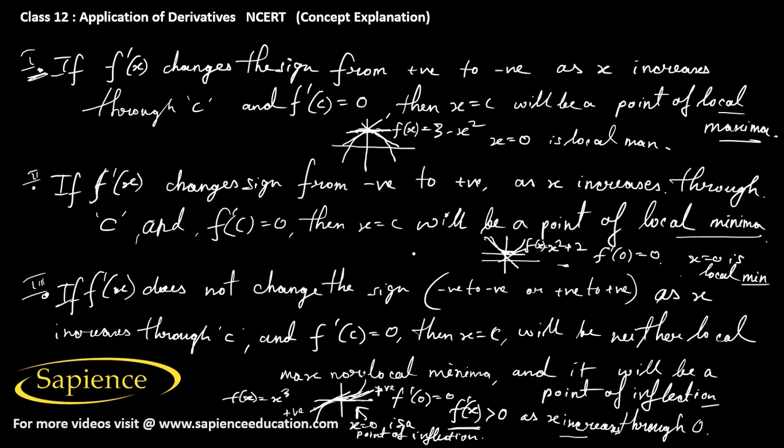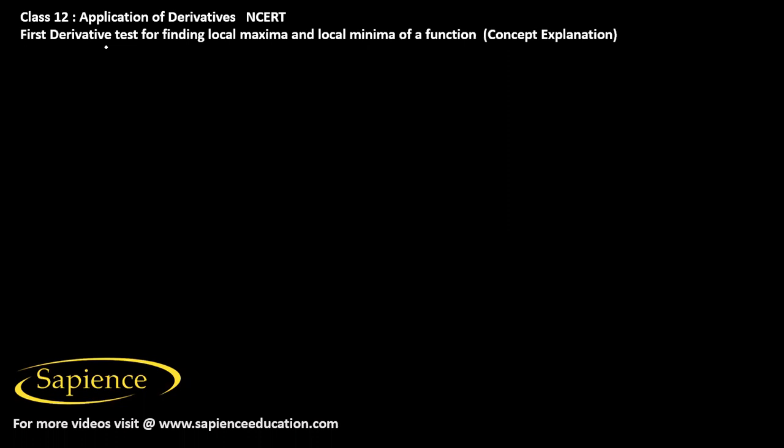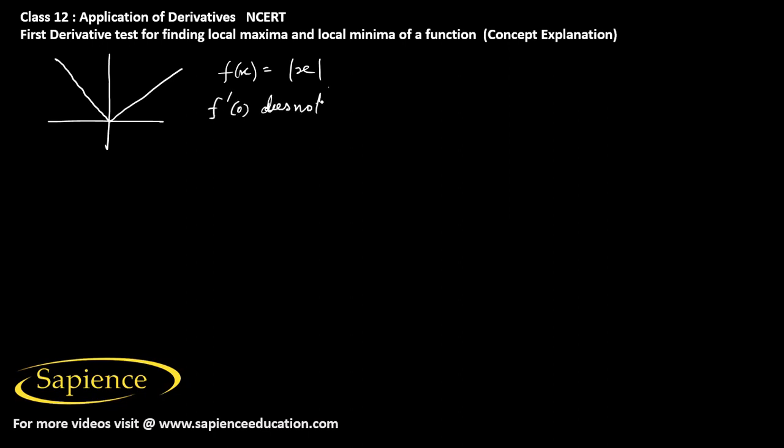So hope you have understood the concept. And one example: suppose we take f of x equals mod x. Then the graph is somewhat like this. So here we can say that f dash 0 does not exist, which means that the function f of x is not differentiable at x equal to 0.